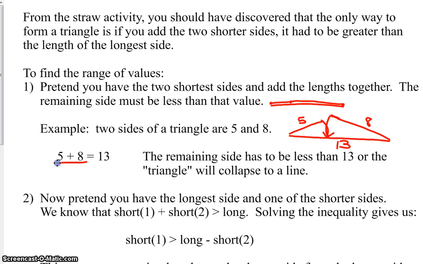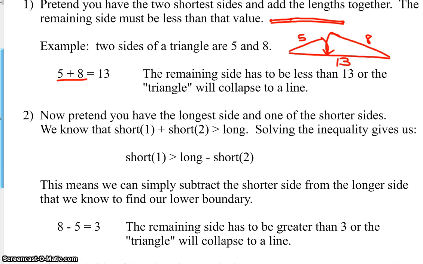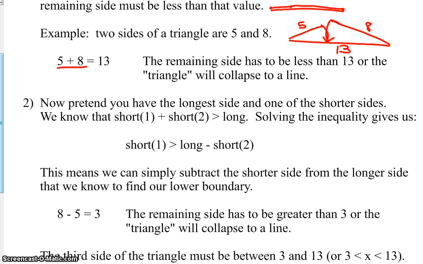Now, if I want to find the other side, I'm going to pretend that I have the longest side and one of the shorter sides. And I know that the two short sides added together have to be greater than the longest side. So if I want to solve that for one short side, because that's what I'm looking for, I simply subtract one of them from both sides of the inequality. When I do this, I find out that my one short side is going to be greater than the longest side minus the other short side.